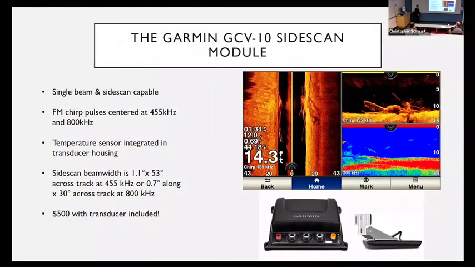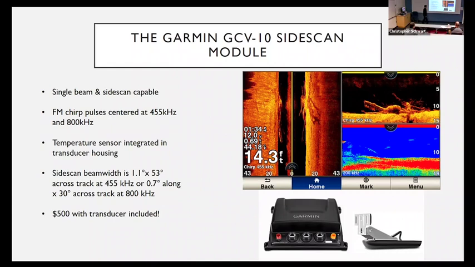So this module wasn't chosen for any defining characteristics. Its spec sheet is similar to its competitors on the market at the time. It is single beam and side scan capable. It is capable of producing 2 chirp pulses at high frequencies. It's got a temperature sensor integrated. It's got about a 1 degree beam width in its side scan mode. And most importantly, it's only $500 with the transducer included.